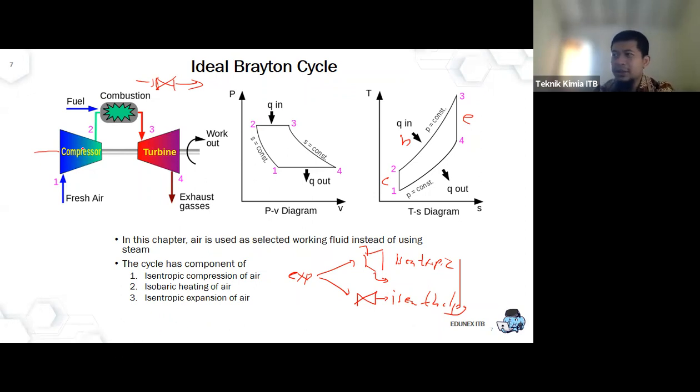The compression is always assumed as isentropic, and the non-ideal one is always polytropic. You still remember this one, don't you? Anything with moving equipment is always tropic, either polytropic or isentropic. But anything with non-moving equipment, such as the pressure reducing valve or Joule-Thomson valve, is always related to enthalpy, isenthalpic. You remember that?